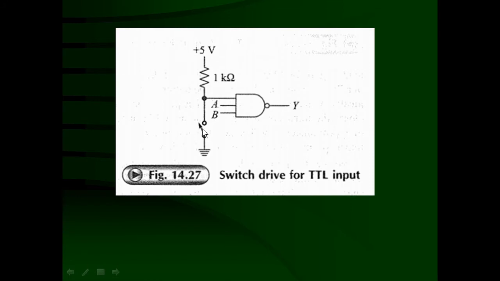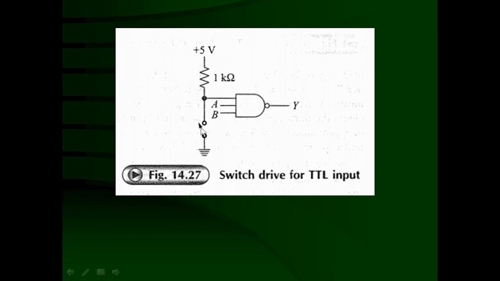This is the SPST switch, connected like this. Plus 5 volt, then this is the pull-up resistance of 1 kilo ohms, and the other end of this, that is the output of the switch, is connected to the TTL input.